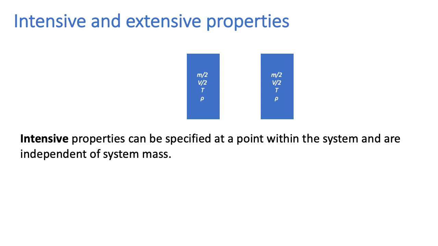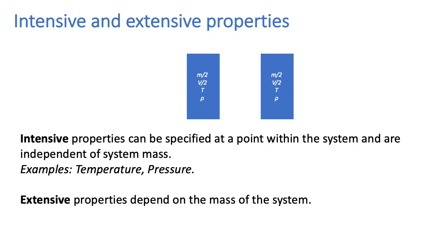So an intensive property is one which can be specified at a point within the system, and it is independent of the system mass. So examples would be temperature or pressure. On the other hand, an extensive property is one that depends on the mass of the system. Examples would be mass, volume, or energy.